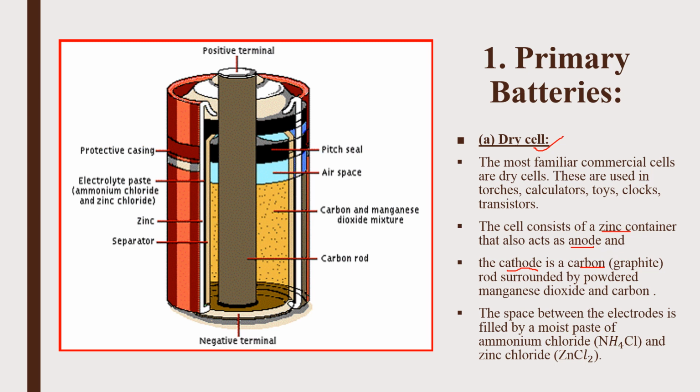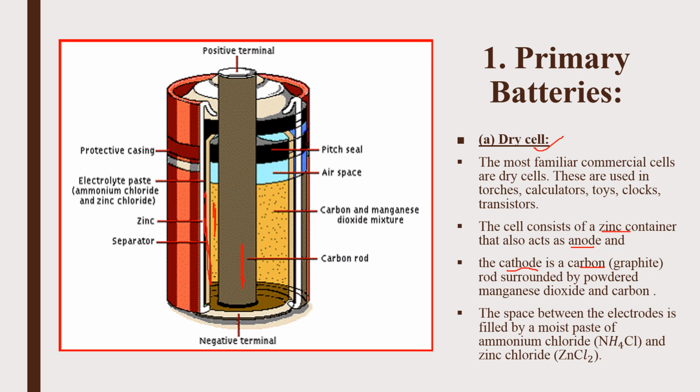The cells or batteries which are used in torches and calculators are dry cells. In these dry cells, this is the zinc rod, and this zinc rod acts as the anode, whereas this is the carbon rod, which is attached to the positive terminal here. This carbon rod acts as the cathode here. The space between the zinc and carbon rod is filled up with a moist paste of ammonium chloride and zinc chloride. So this is the space between the anode and cathode part. You can see here this is the positive terminal of the battery and this is the negative terminal. As the reaction occurs inside the battery, the battery will provide us electrical energy.